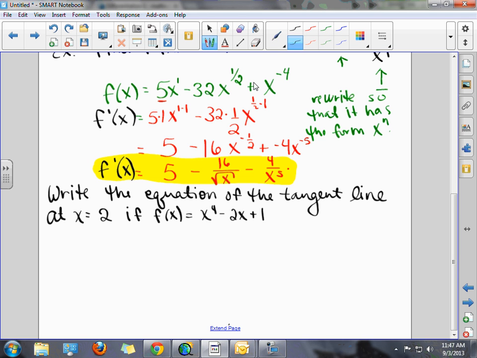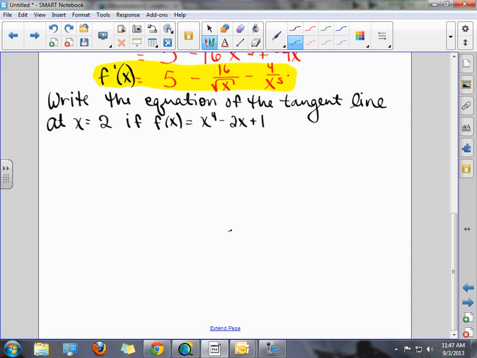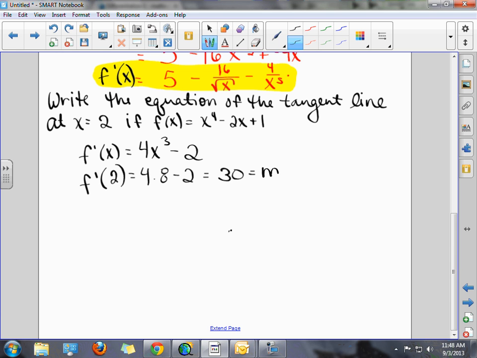All right, so now let's see if we can take this function, and we first want to find f prime of x because we want the slope of the tangent line at 2. So we need f prime of x. I'm going to bring this down. 4x cubed minus 2. Derivative of a constant is just 0. So now we have our function, and we want to find f prime of 2. So this is 4 times 8 minus 2, which is going to be 30. So this is the slope of my tangent line.